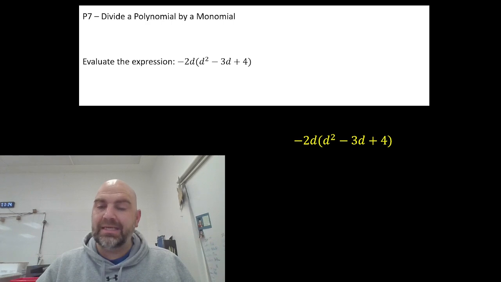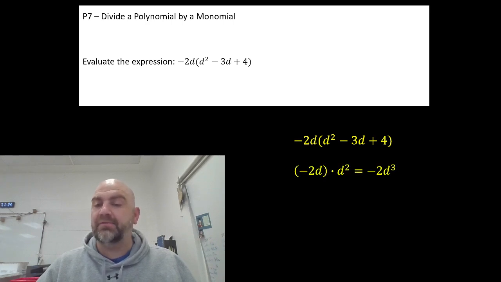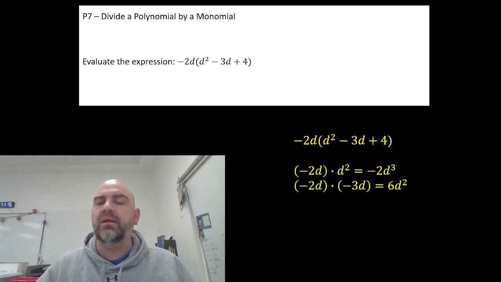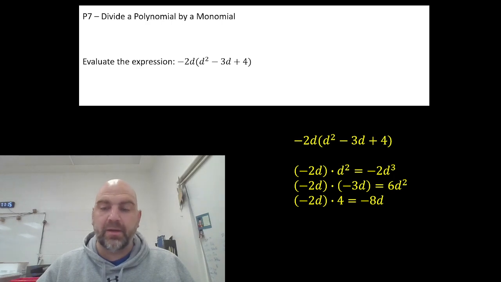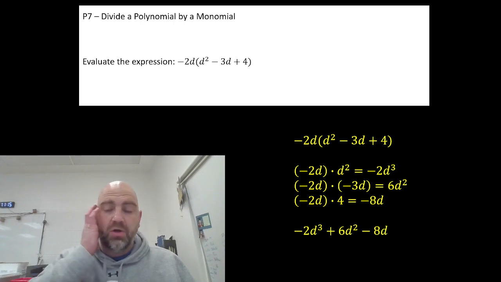So negative 2d times d squared is going to be negative 2d cubed. Okay, 1 times negative 2. Negative 3d times negative 2d is going to be positive 6d squared. There's two d's in there, and then the two negatives become a positive. And then finally, the last one is going to be negative 8d. Just a reminder that the coefficient is negative, not the variable. The variable is always positive. So if you see a negative in front of a variable, the coefficient is negative 1. Now we just put those three all together and we get our polynomial in there.